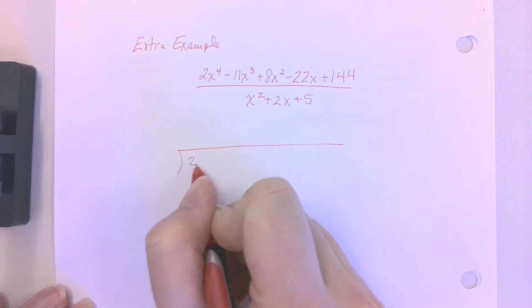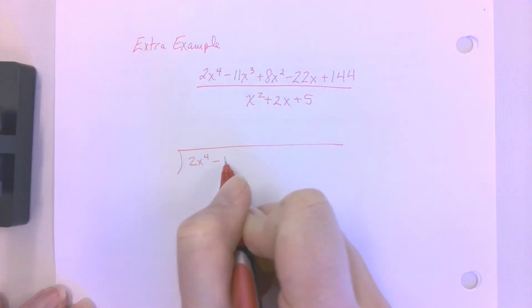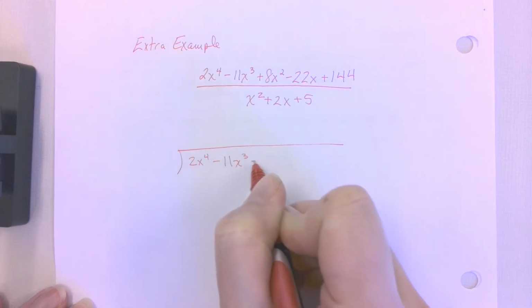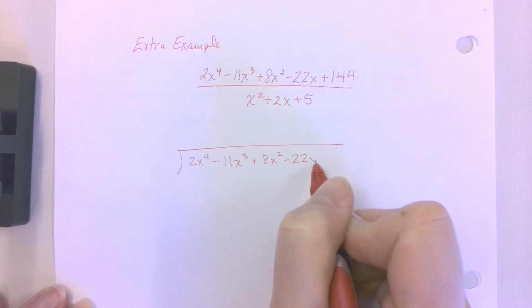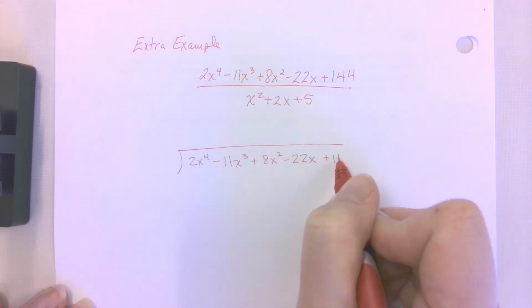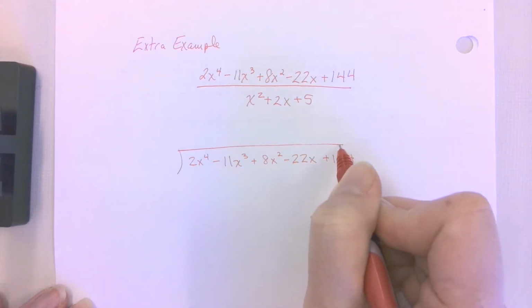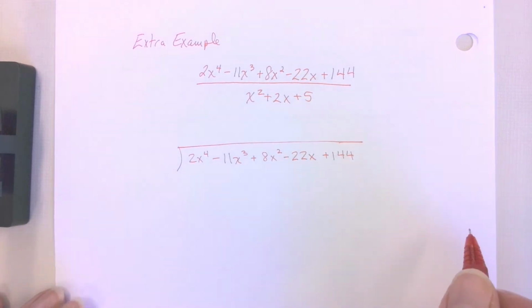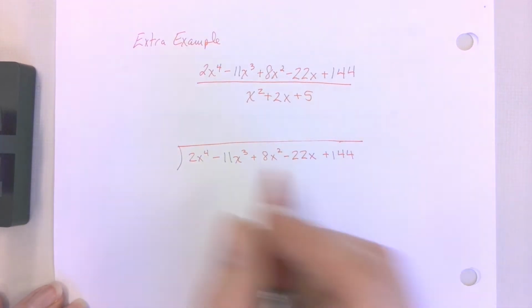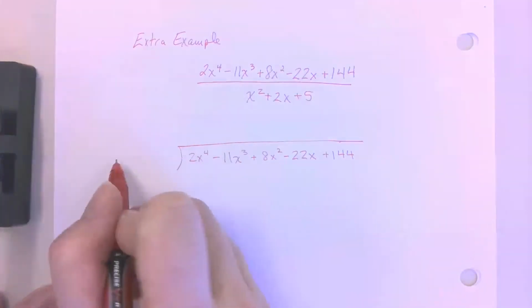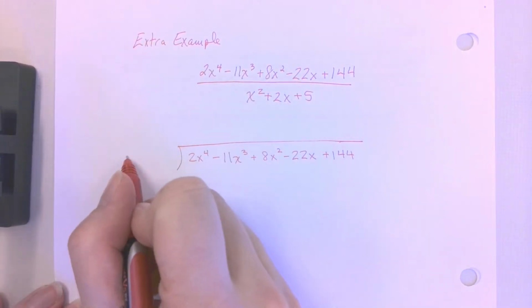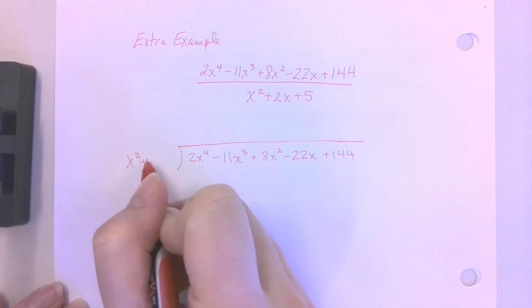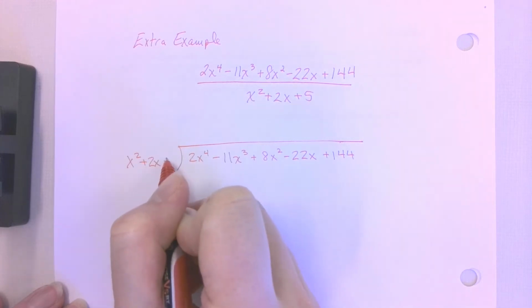So as I do this, I want to make sure here's my power of 4, my power of 3, I have a power of 2, a power of 1, and a power of 0. If I'm missing any powers, I'd put in a 0x to that power as a placeholder. And out here, same thing, I want to make sure they're in standard form and I'm not missing any powers. So x squared plus 2x plus 5.